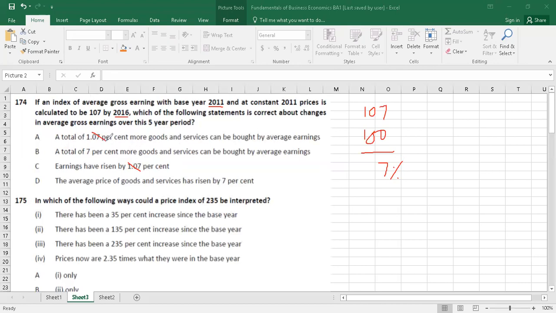Now, a total of 7% more goods and services can be bought by average earnings, or the average price of goods and services has risen by 7%. So between B and D, we have to choose. Which of the following statements is correct? We are going with the correct one, correct about changes in average gross earnings. So how do we decide on that? Is it that the average price of goods and services has risen by 7%?